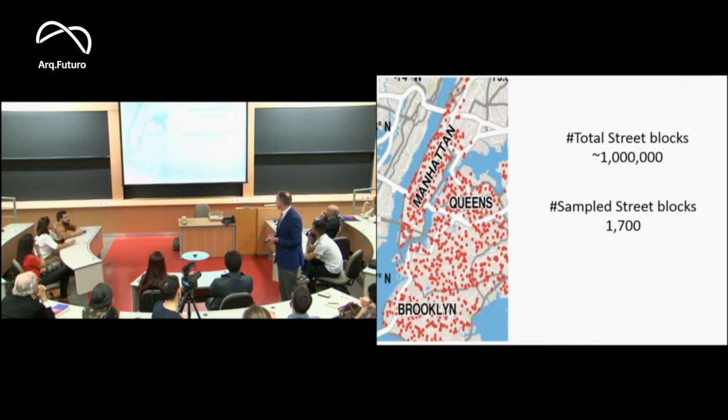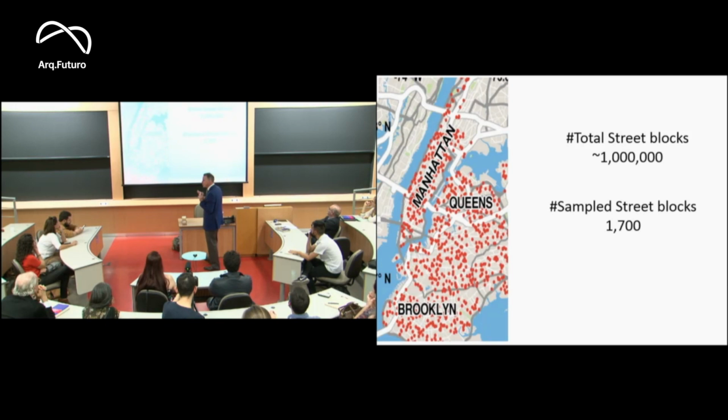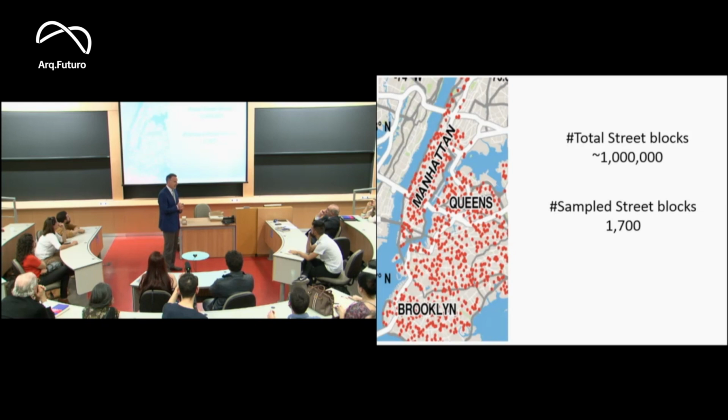But you can see what the challenge is. For New York City, which has 1 million street blocks, using this bespoke individual ranking, they were able to get to 1,700 street blocks. Very limited in your ability to come to scale, very limited in your ability to actually get anywhere. So this is where Nikhil Naik came in. This was Cesar Hidalgo doing this thing.